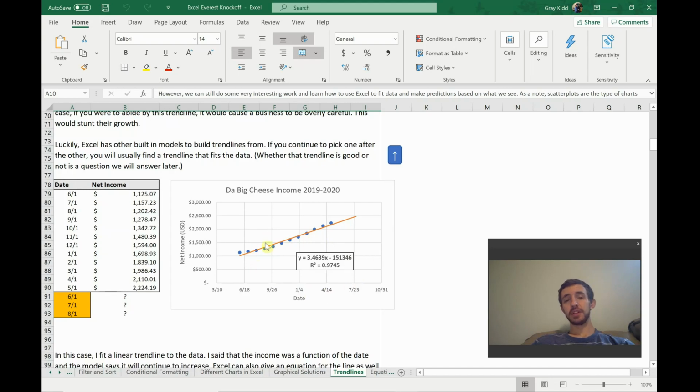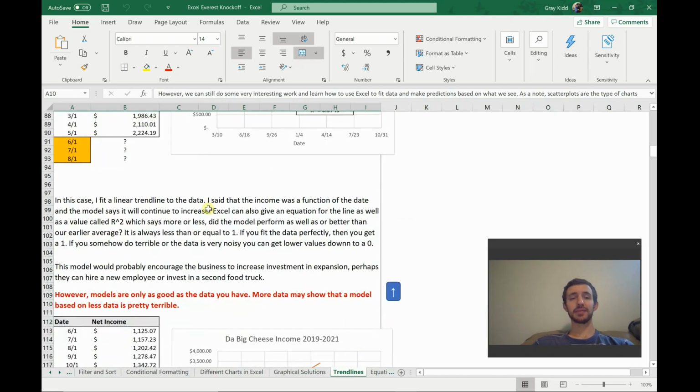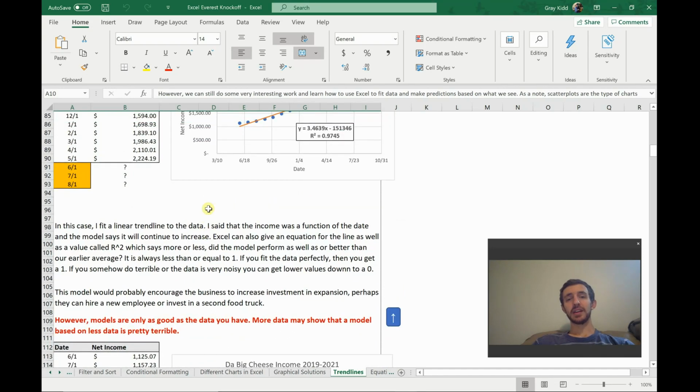Now, luckily for me, I don't have to do anything too magical here. Excel has this built in for me. And it can even give me the equation and something called the R-squared value, which we'll learn about a little bit later. Both of those are very important. Okay. Now, if we're trying to compare them, I would say this straight line that's increasing is way better than the average.